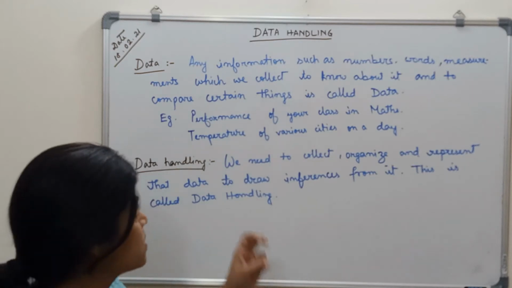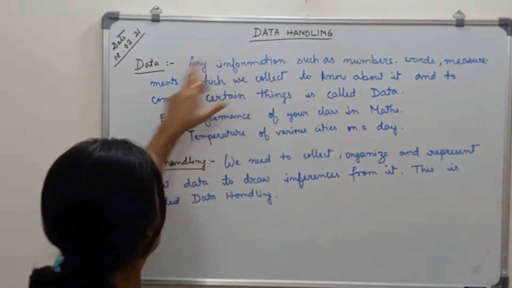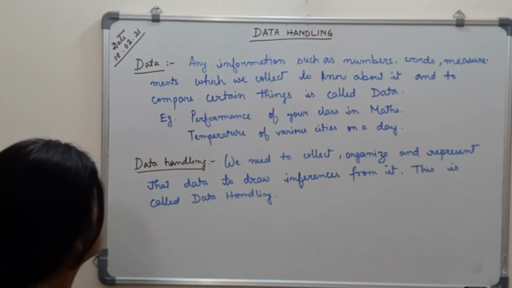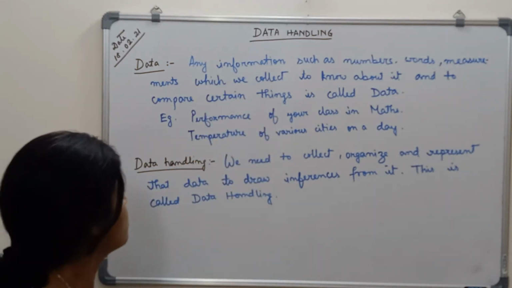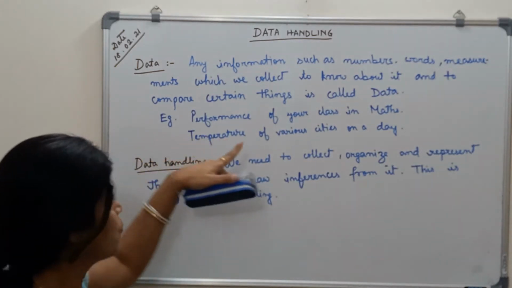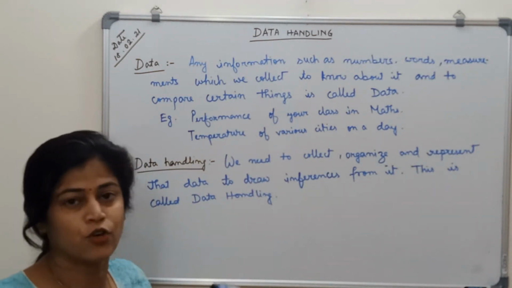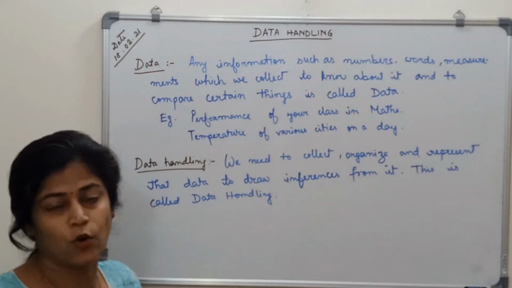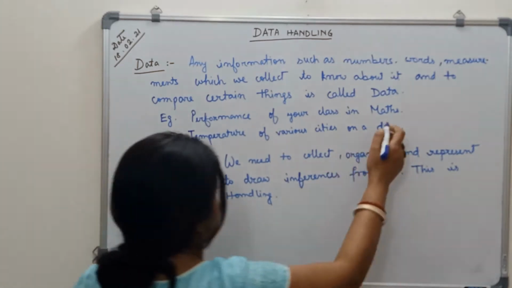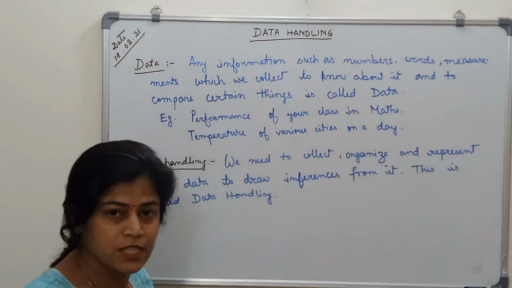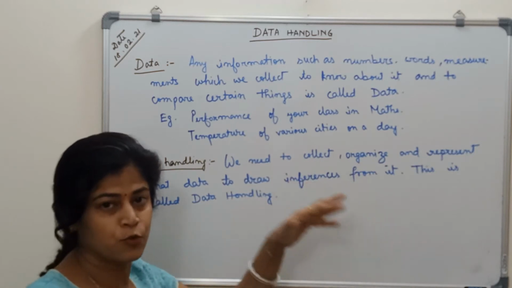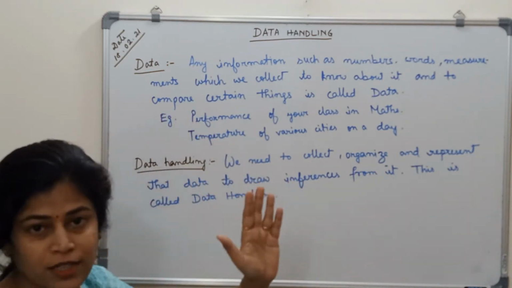Today we will be discussing data handling. What is data? Any information such as numbers, words, measurements which we collect to know about something and to compare certain things is called data. What are the examples? Suppose the performance of your class in maths. There are 40 students. What marks they obtained out of 100. Or the temperature of various cities on a day, the highest temperature and the lowest temperature in various cities in India. So these are all data.